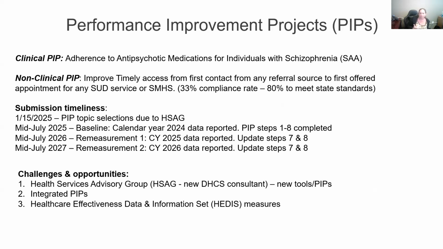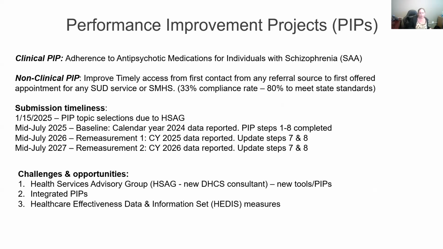And we have some timelines that we have to follow to get there. This is going to be a multi-year PIP. We get to pick from the selected topics that DHCS decided on, but there's not a lot of flexibility with regard to that. We selected from 3 different topics. And I think for the non-clinical PIP, we picked the timeliness for access from first contact because that was the lowest compliance rate we had in that findings letter.